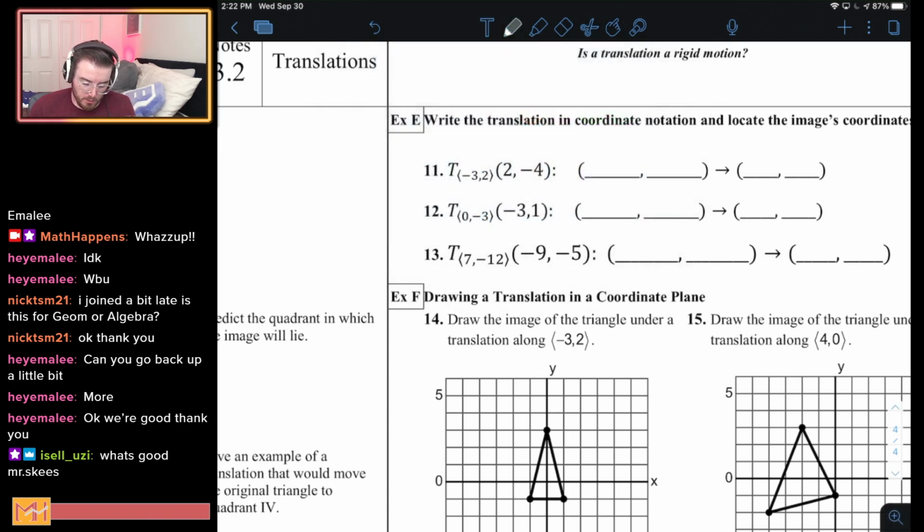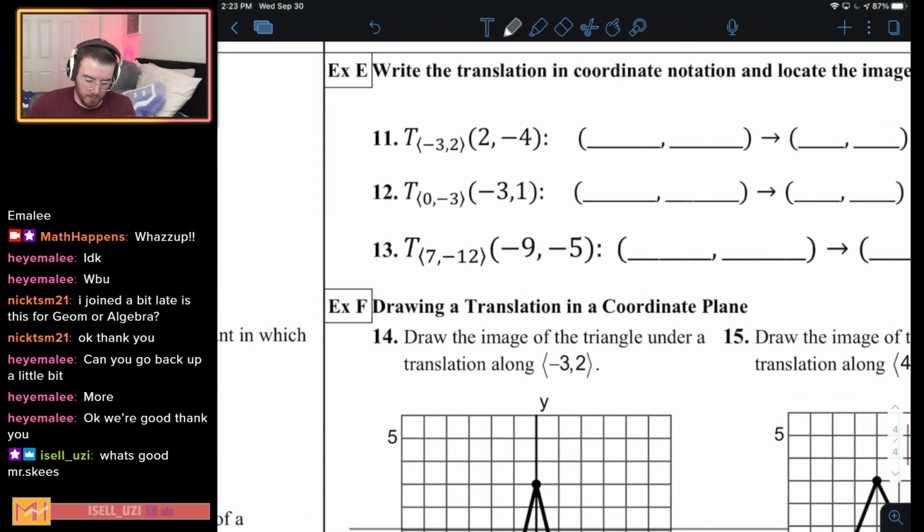So if I told you, this is just some quick maths right here. Let's think about what each of these is saying in words, and then we'll just get to our answer super quick. It says to translate this point left 3, up 2. Translate this point left nothing, sorry, down 3. Translate this point right 7, down 12. That's all they'll say, right?